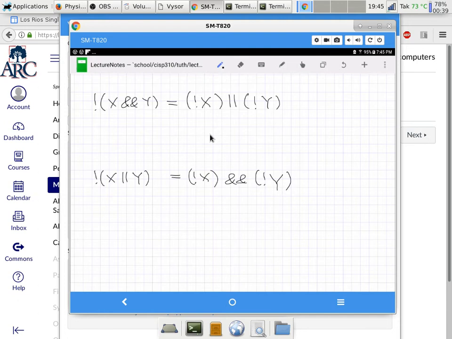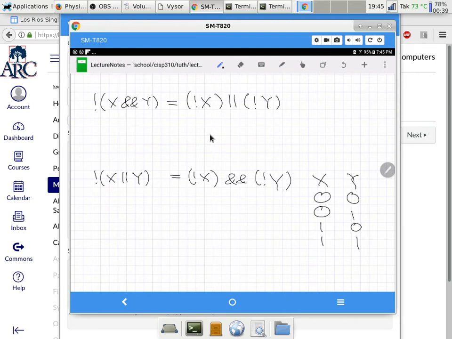So what you would do, I'm not going to do the details here, but what you would do is you would introduce x, y as independent variables. So x can be false, y can be false; x can be false, y can be true; x is true, y is false; x and y are both true.